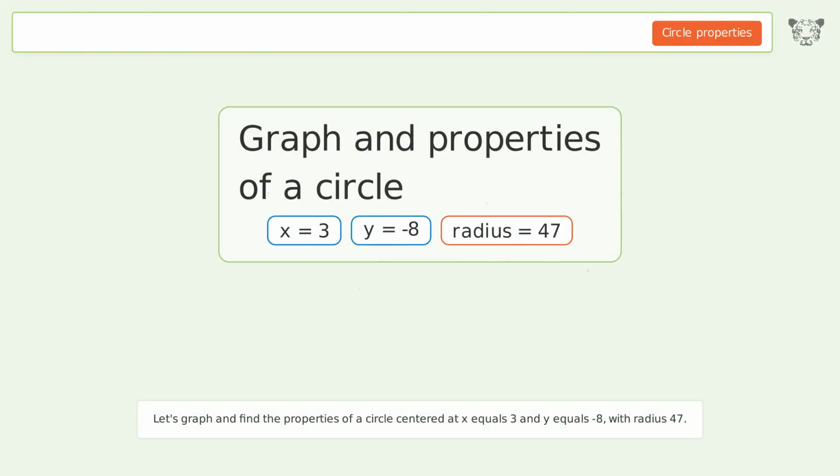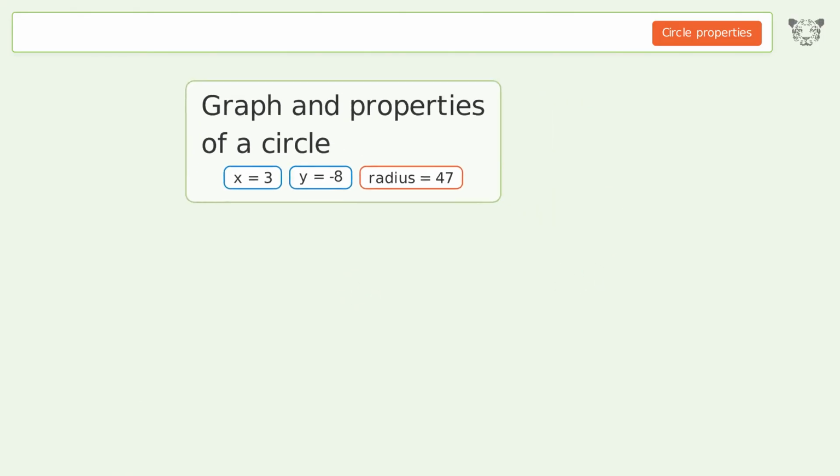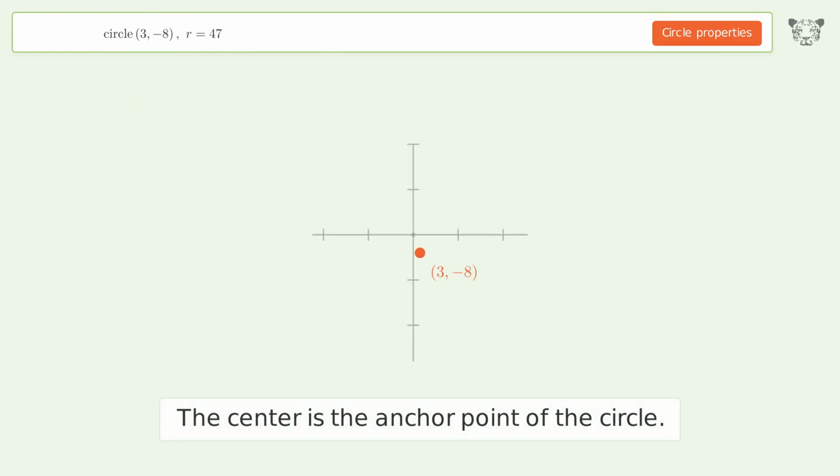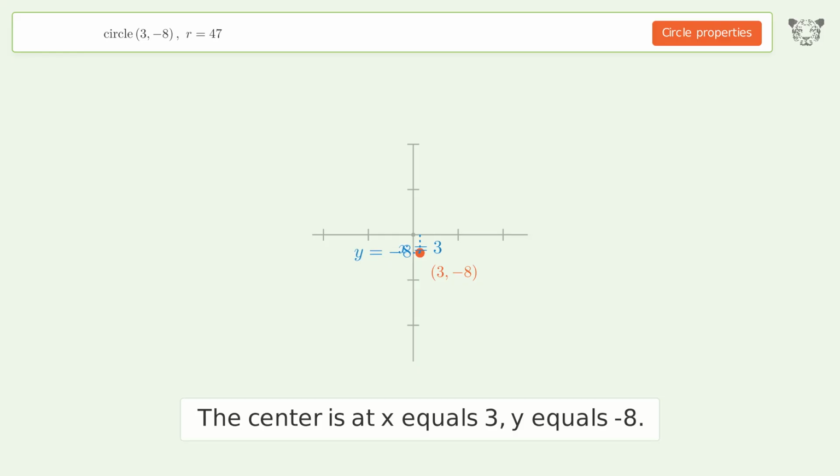Let's graph and find the properties of a circle centered at x equals 3 and y equals -8, with radius 47. The center is the anchor point of the circle. The center is at x equals 3, y equals -8.